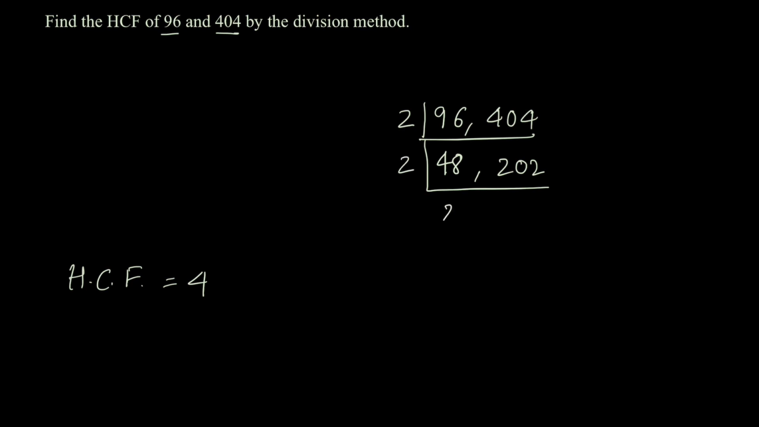Both of these are also even, and so they share 2 as a common prime factor. 24 into 2 gives us 48, while 101 into 2 gives us 202. Now 24 and 101 are co-prime, so we can stop this process at this point. And the HCF is the product of these common factors, which is 2 into 2, which is 4. So as you can see, by the division method, we got the right HCF.